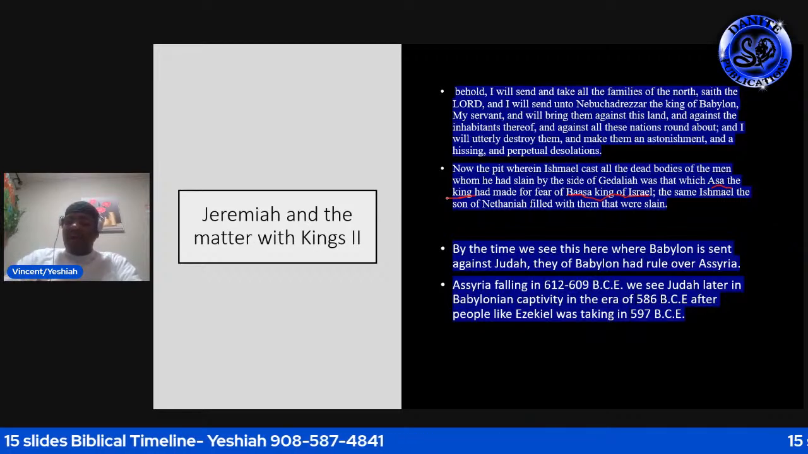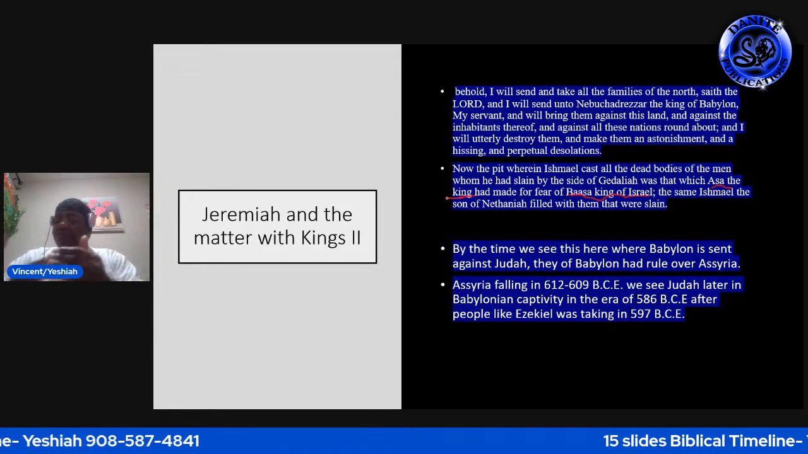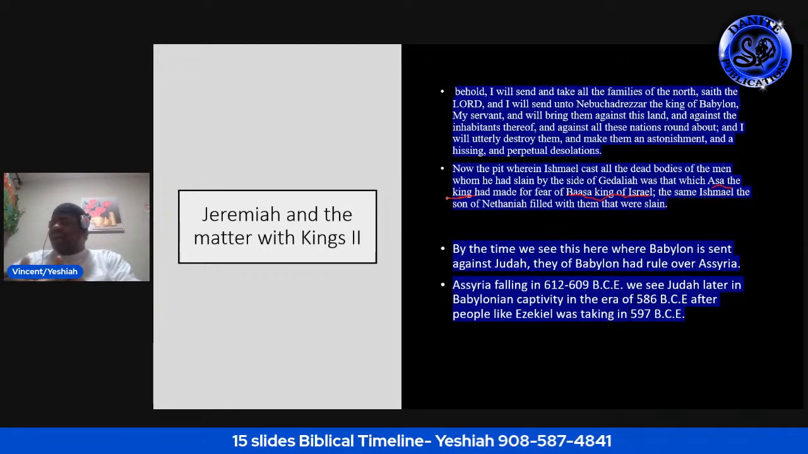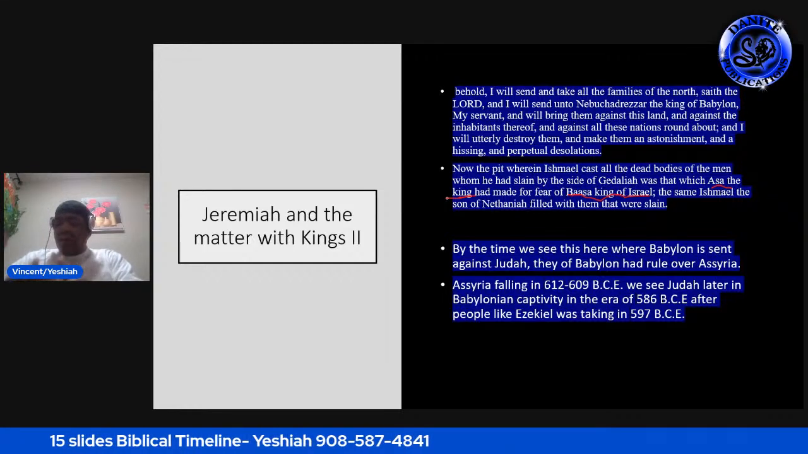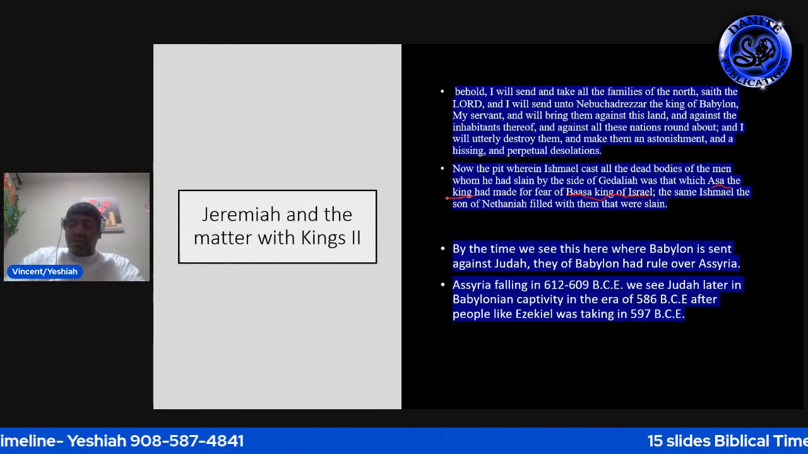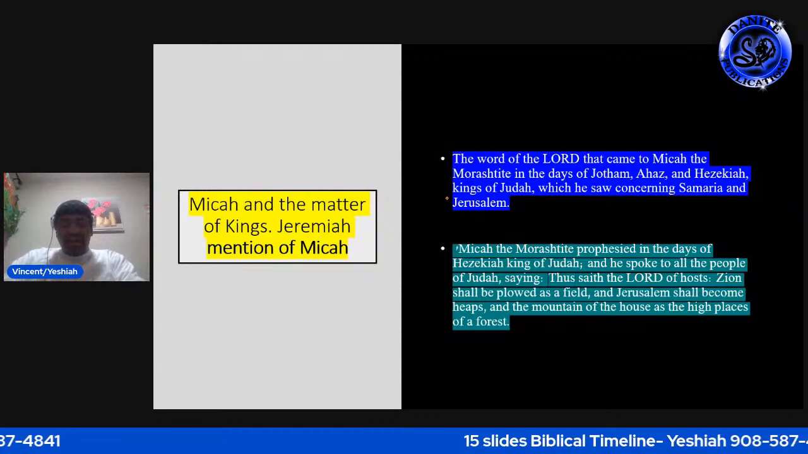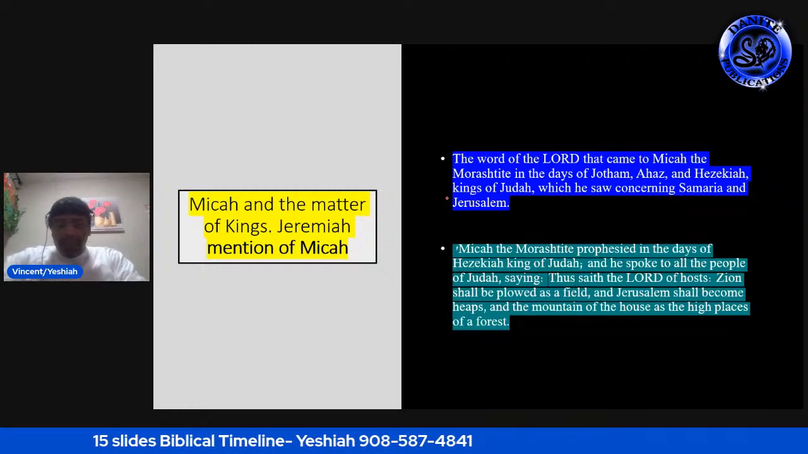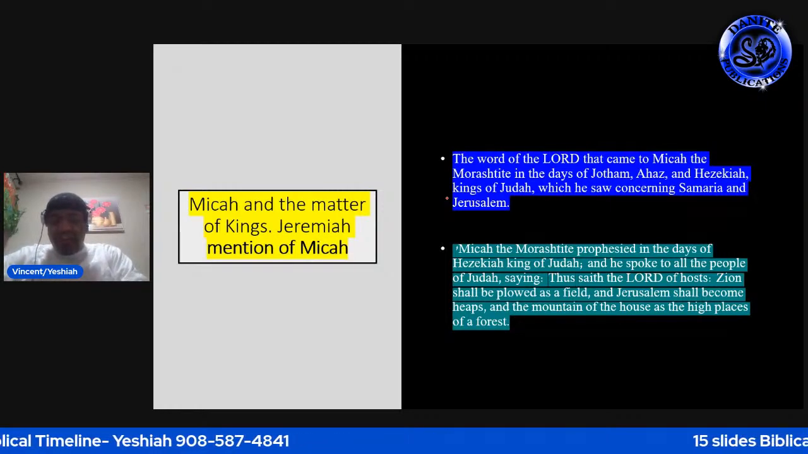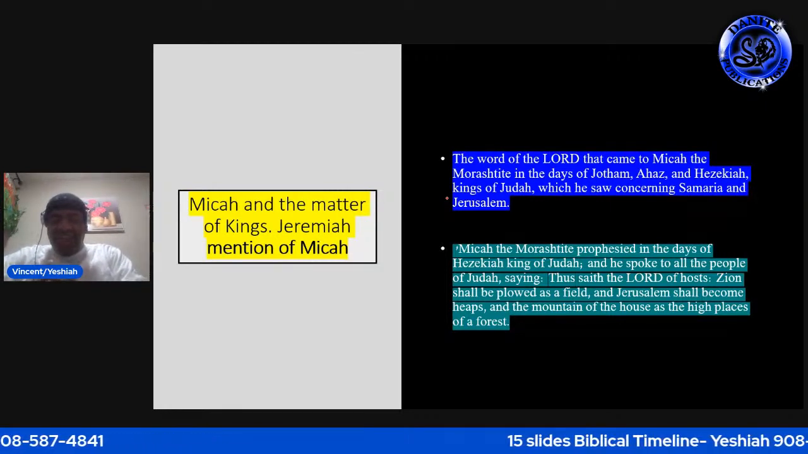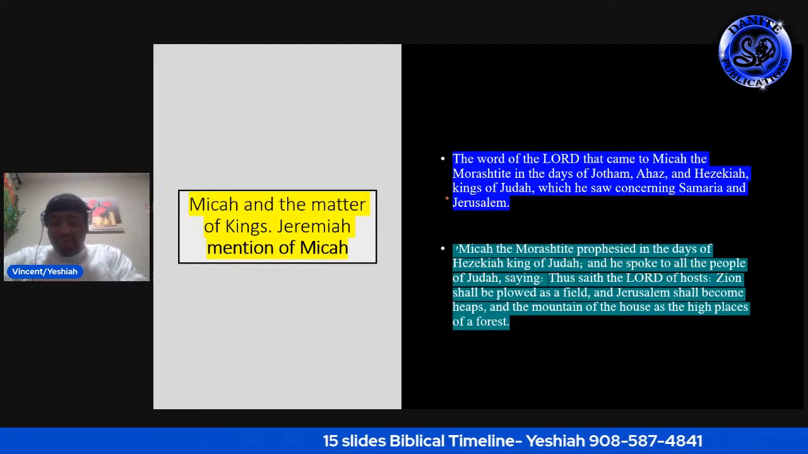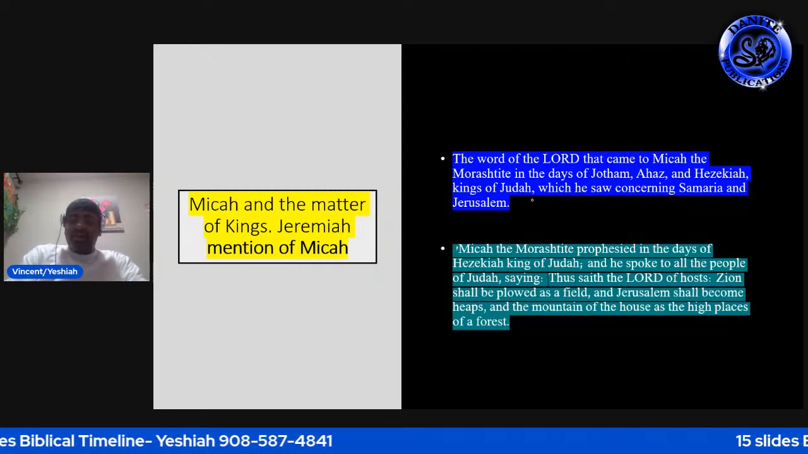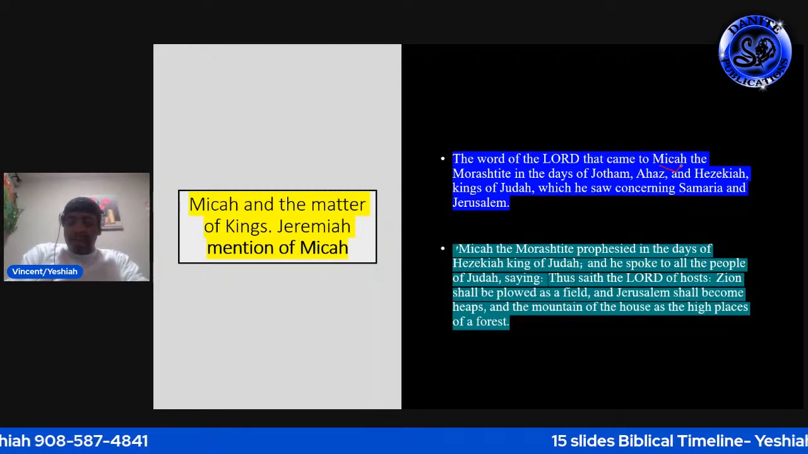Now, we want to point out, as we mentioned, a regnal dating. And you see Isaiah begin to talk about in the era of X, Y, and Z king. Jeremiah began to talk about in the matter of X, Y, and Z king. So let's see what we're talking about here. Micah, in the matter of kings, Jeremiah mentioned of Micah. The word of Yah that came to Micah, the Morasthite, in the days of Jotham, Ahaz, and Hezekiah, kings of Judah, which he saw concerning Samaria and Jerusalem. Now, Micah was a prophet, or Micah, right?